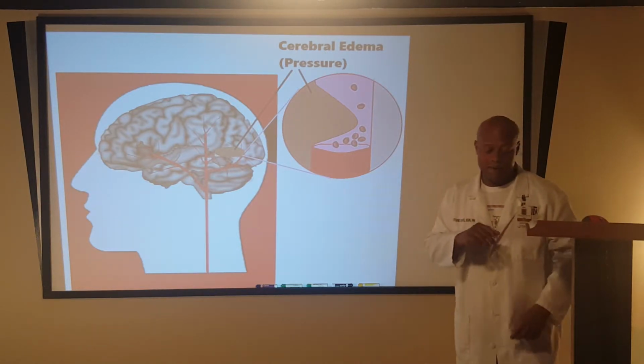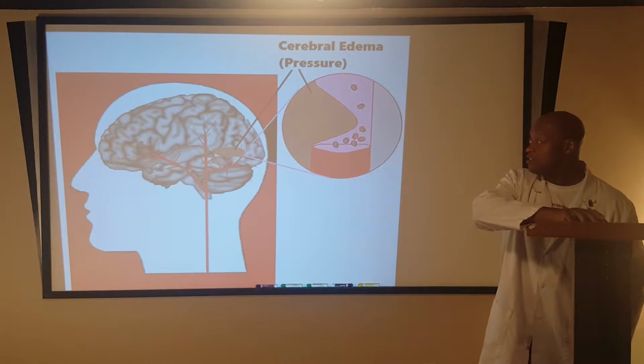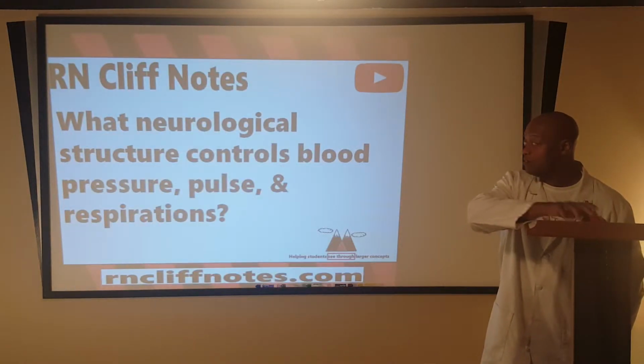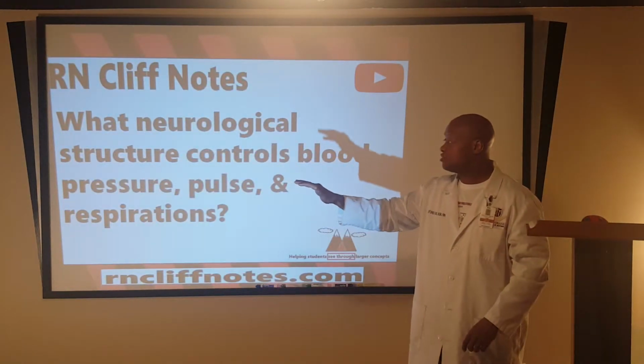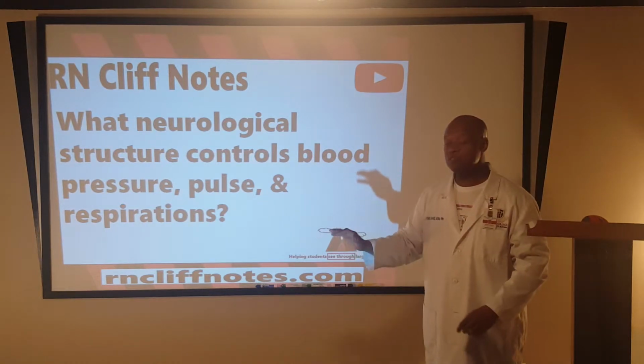So, all right. Good. So moving on. Now, we want to know what neurological structure controls blood pressure, pulse, and respirations.